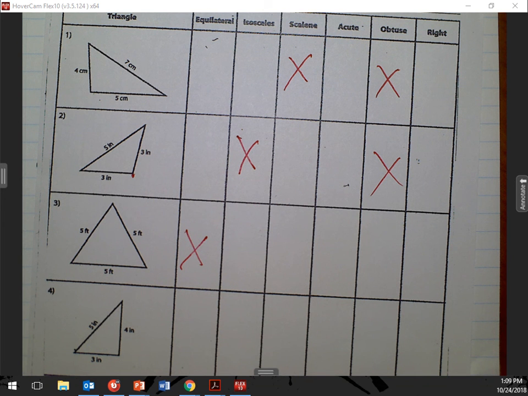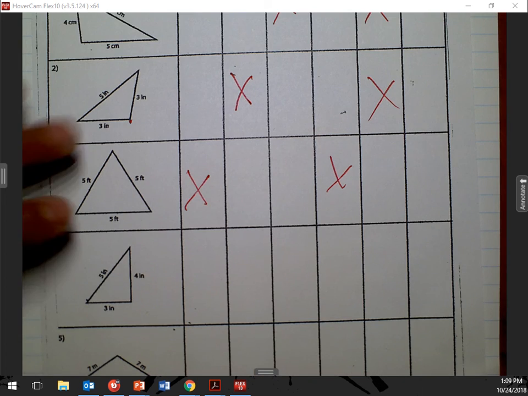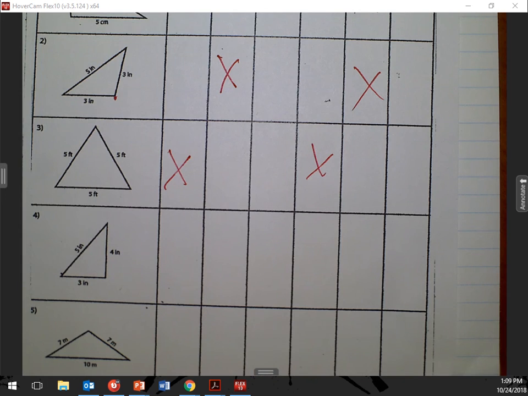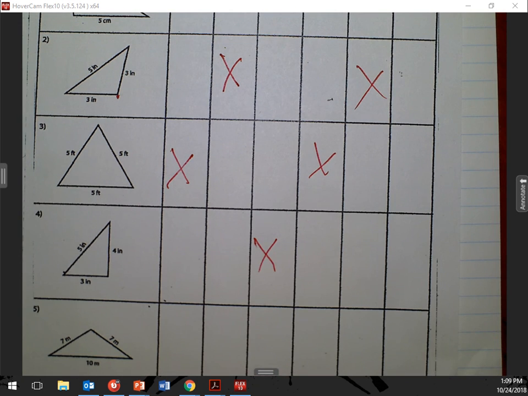Anyone have any questions before I keep going? Are we good? For the time being? All right, so this one we said is going to be an acute. Now, this one right here, number 4. Is this going to be equilateral, isosceles, or scalene? Scalene, because they're all different, right? Is this one going to be acute, obtuse, or right? This one's going to be a right.